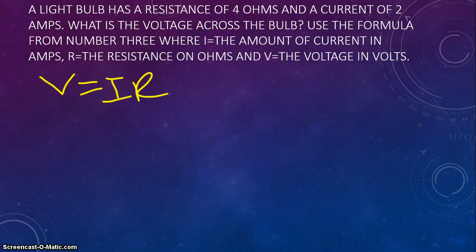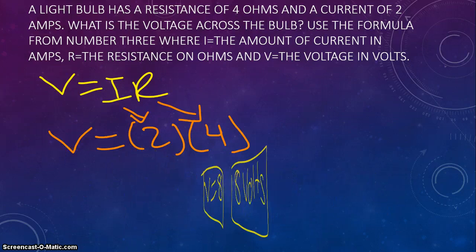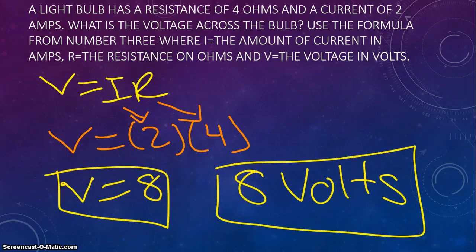So I had to put the information from the word problem into my literal. So I got V = 2 × 4. 2 is substituting for the amount of current in amps, and 4 is substituting for the resistance in ohms. My answer will be V = 8. The voltage across the bulb is 8 volts. And that is my PowerPoint on equations, literals, inequalities, and word problems.